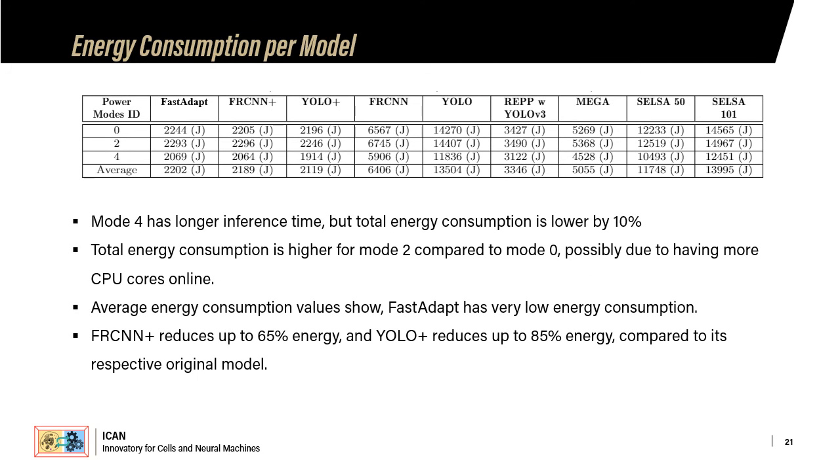Based on the instantaneous power, we calculated the energy consumption. Results show that even if Power Mode 4 has the longest inference time, the total energy consumption is lower by 10% compared to Mode 2 and Mode 0. Total energy consumption is higher for Mode 2 compared to Mode 0, possibly due to having more CPU cores online. FastAdapt FRCNN Plus and YOLO Plus have the lowest average total energy consumption, around 2,200 joules, and FRCNN Plus and YOLO Plus are reduced more than 60% in energy consumption from their respective original models. This shows that our addition of tuning knobs and tracker is effective not only latency-wise, but also energy-wise.